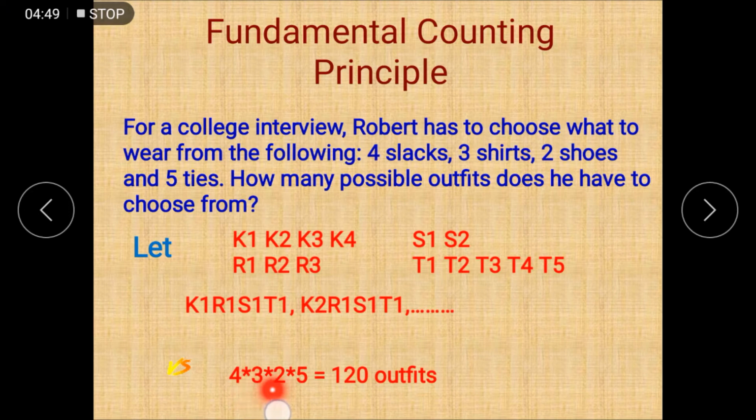We just multiply, and actually we can know that there are 120 different arrangements, different types of outcome, that he might have. He has to choose. So that means we no need to list out all the 120 and then count it. We can just use the counting principle. Hope you understand this.